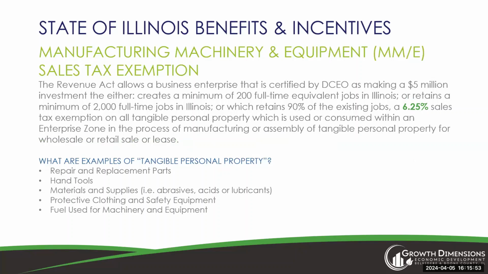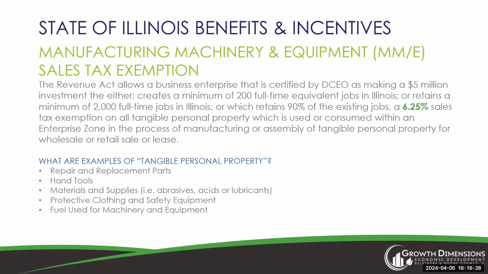The last enterprise zone benefit we are going to go over in this presentation is the manufacturing, machinery, and equipment sales tax exemption, more simply put, MME. The Revenue Act allows a business enterprise to receive a 6.25% state sales tax exemption on all tangible property which is used or consumed within an enterprise zone in the process of manufacturing or assembly of tangible personal property for wholesale or retail sale or lease.